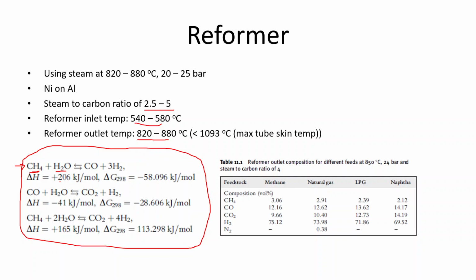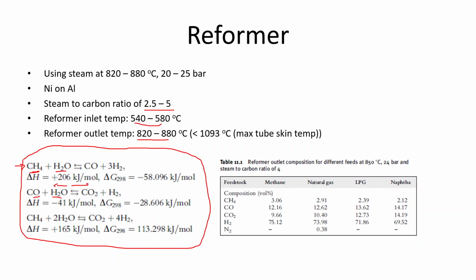And then we also have the water gas shift reaction. So we have the water, and then we have the gas. It generates CO2 and hydrogen. In this case, this is an equilibrium reaction. So depending on the temperature and pressure, it can go to the right, it can go to the left.